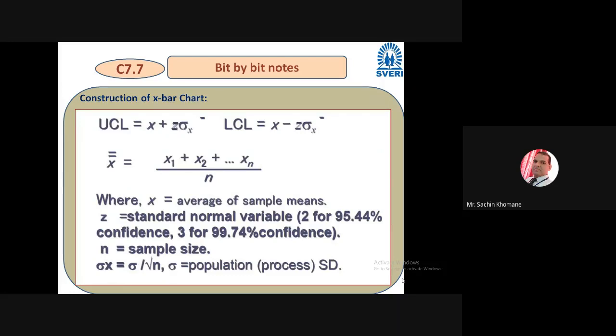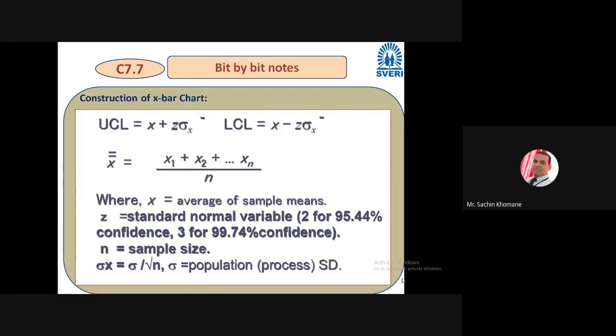So now here the Z value is very important. It is based on the standard normal variable. It is 2 for 95.45 confidence and 3 for 99.74 confidence. So generally the value taken for drawing such a chart is 3. Z value is 3.